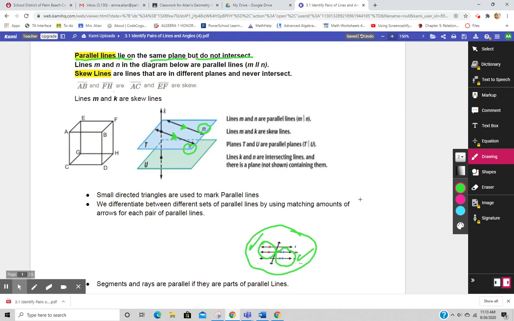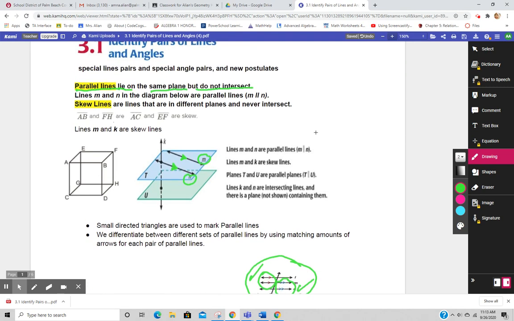Okay, now let's look at skew lines. Skew lines are lines that are on different planes and they never intersect. So when you have a homework question and they ask you if they are skew, make sure you check they are on different planes and they don't intersect. They must meet these two conditions. Okay, let me show you some examples. Line AB and line FH are skew. They do not intersect and they are not on the same plane.